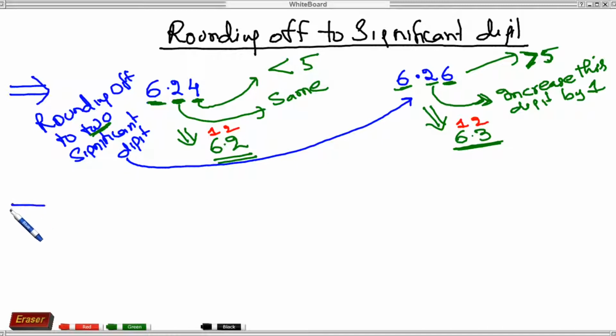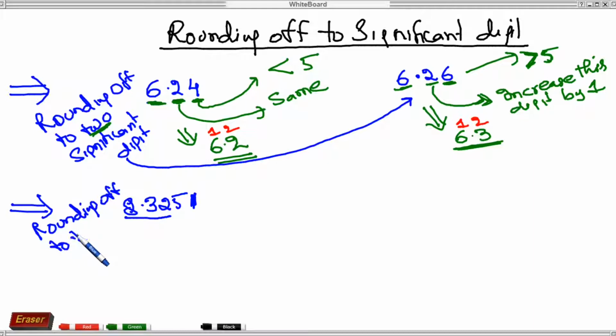Now there is another rule also. Suppose the number given is 8.3251, and we want to round it off to three significant digit.